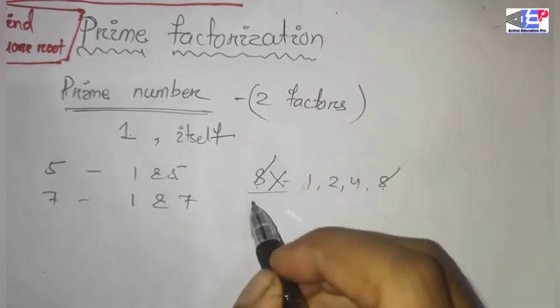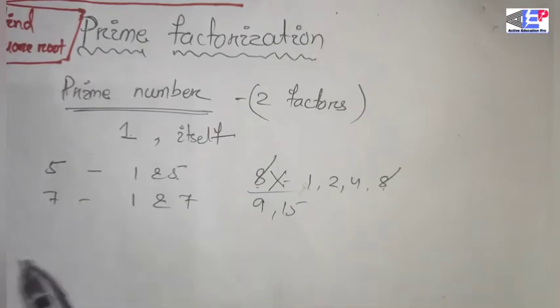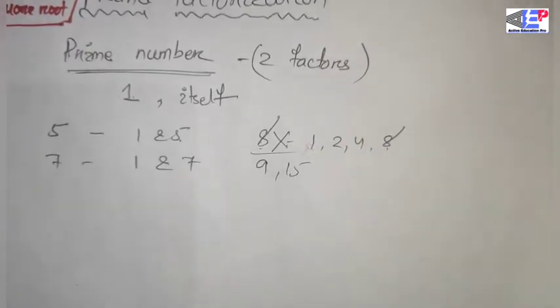Composite numbers are, for example, 8, 9, 15. Here 3, 5, 7 are prime numbers. So prime factorization means we need to split, to factorize a number with prime numbers.